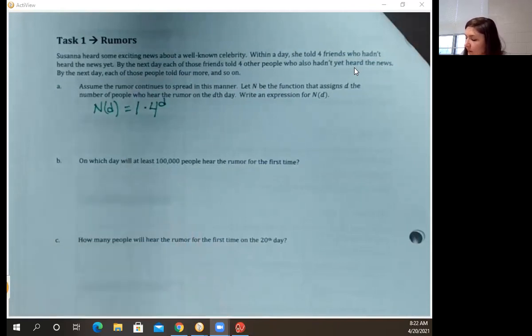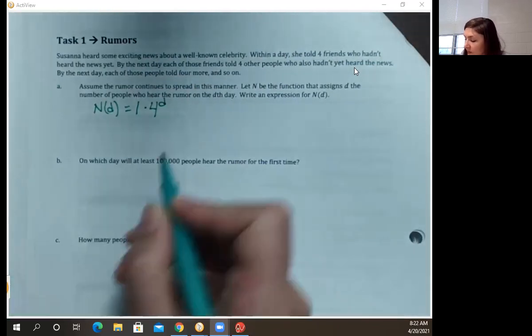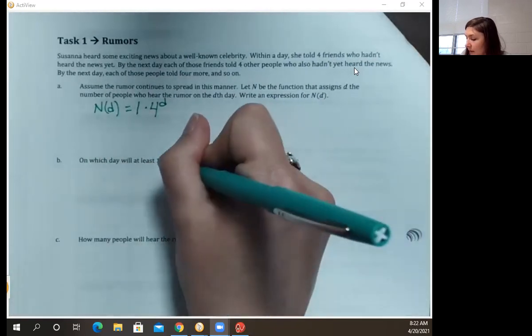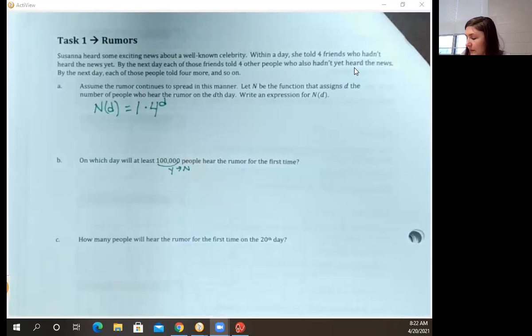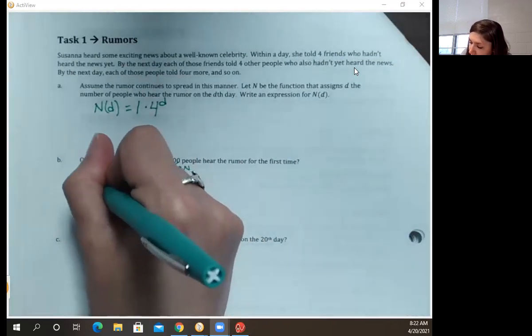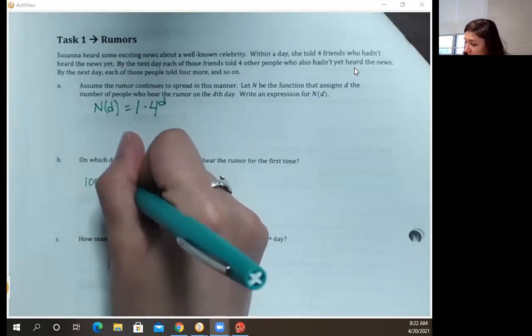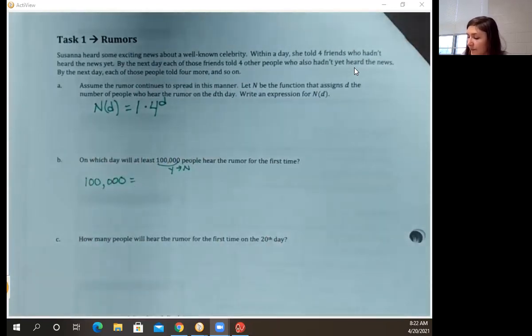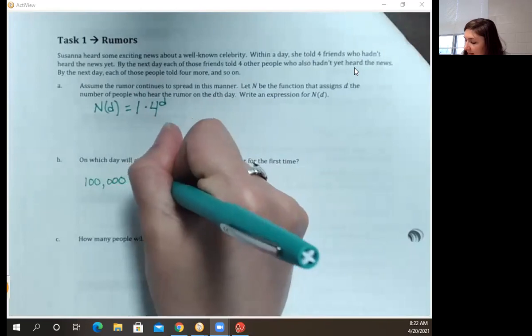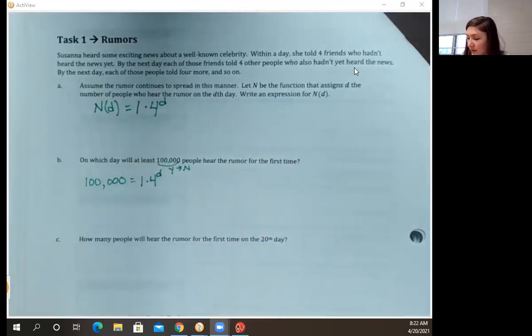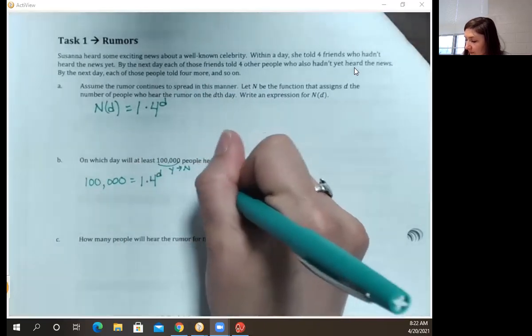B says, on which day will at least 100,000 people hear the rumor for the first time? So this is like our y, or our n number. So I'm going to put this in the y spot, or the n of d spot, because that's the number of people that we're looking at hearing this rumor. What I want to find is what day do this many people hear the rumor? So we're trying to solve for d.